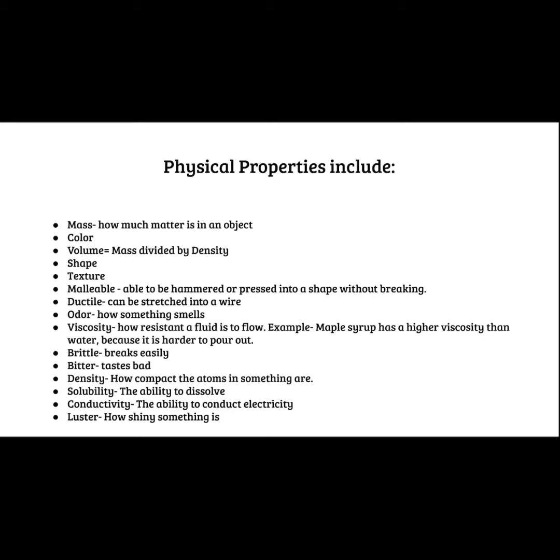Ductile means it can be stretched into a wire. Odor is how something smells. Viscosity is how resistant a fluid is to flow. So for example, maple syrup is really thick, and compared to water, maple syrup has a high viscosity because when you pour it, it doesn't come out very quickly, right? It kind of takes a while to get the syrup out. Brittle means it breaks easily. Bitter tastes bad. Density also means how compact the atoms in something are.